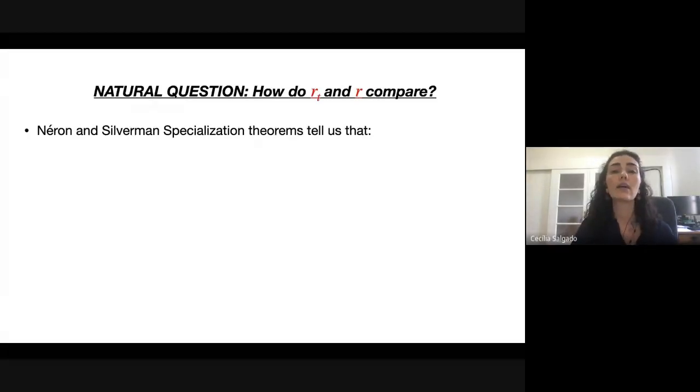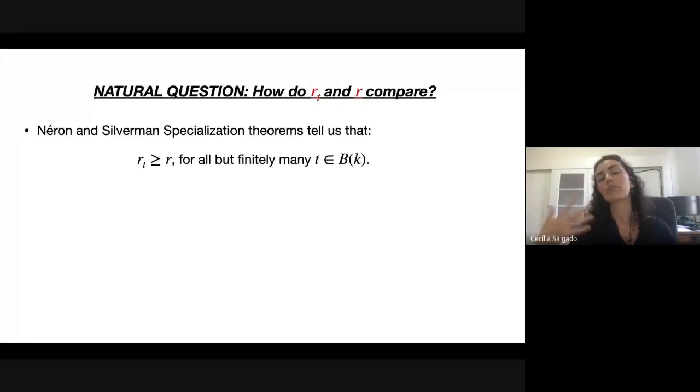And they tell us actually that R_T is at least R for all but finitely many t in B(K), so in my base. And for Silverman here, when the base is not P^1, I actually need to make the assumption that the surface is not constant, okay?